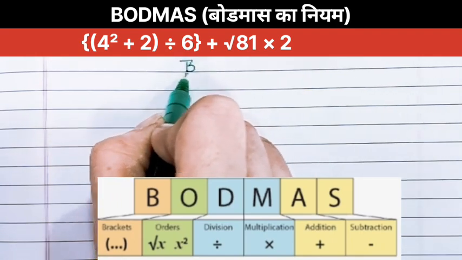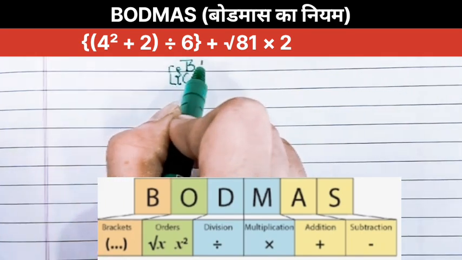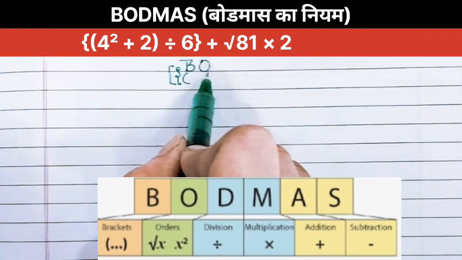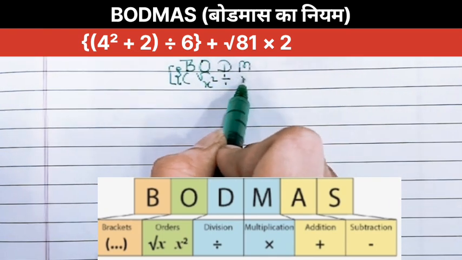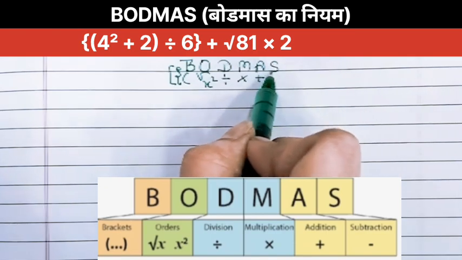First we solve B. B stands for small bracket, curly bracket, then square bracket. O stands for orders, where we convert into multiplication, we solve roots and exponents. D stands for division, M stands for multiplication, A stands for addition, S stands for subtraction.